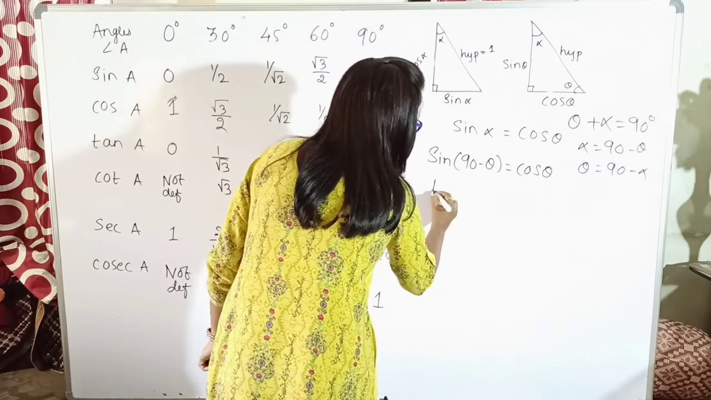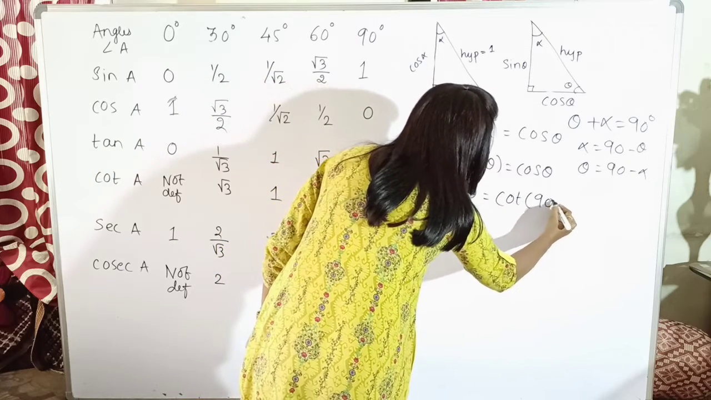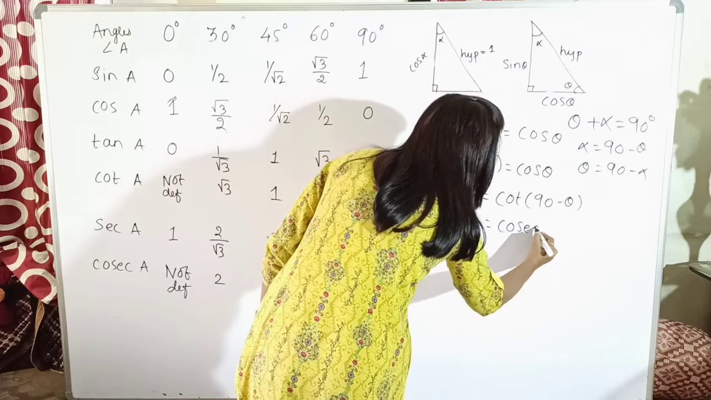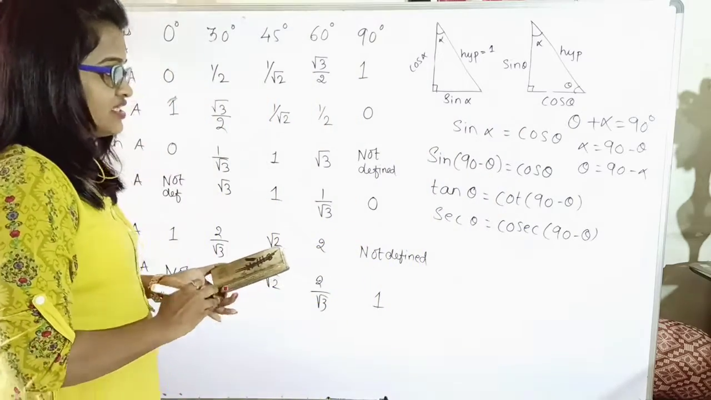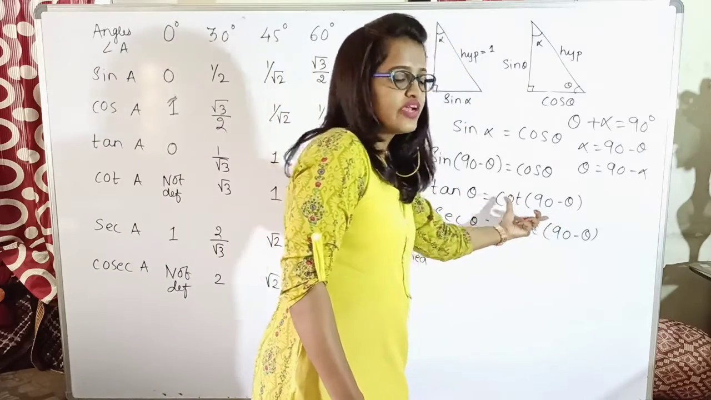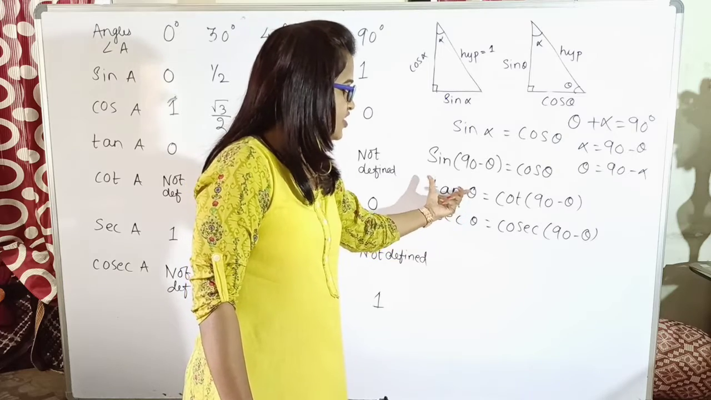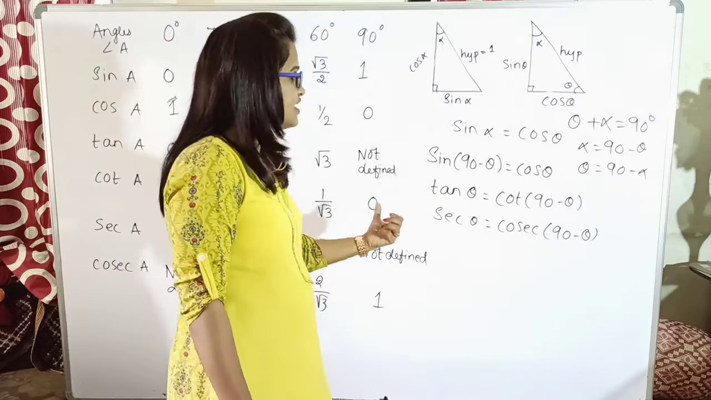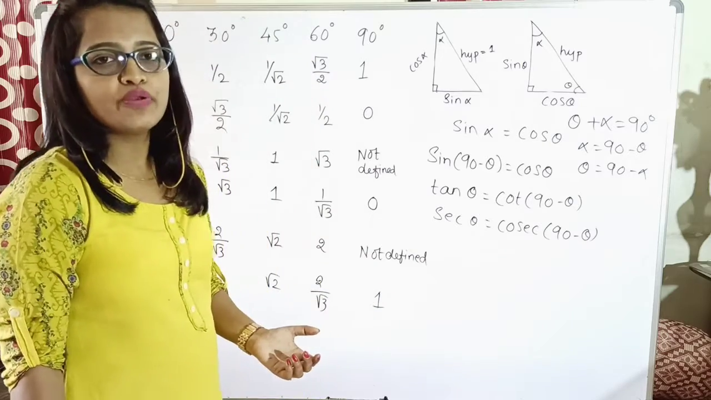Similarly, what is the relation between tan and cot? Tan theta will be equal to cot of 90 minus theta. Similarly, sec theta will be cosec of 90 minus theta. Now, whenever you are solving questions, if you have this value, you can find the value of tan theta also, isn't it? Similarly, if you know the value of cos theta, you can still find the value of sine of 90 minus theta.